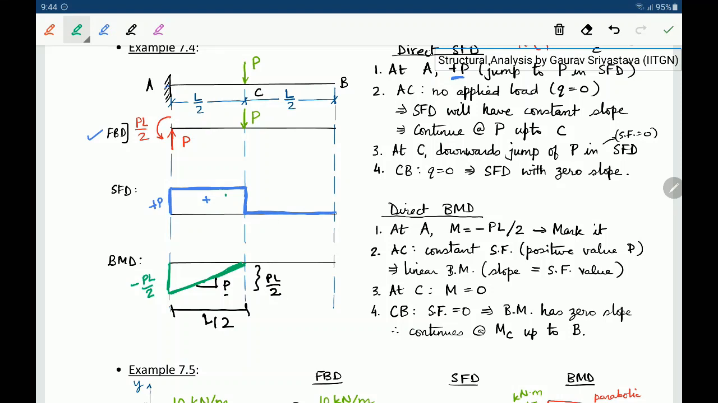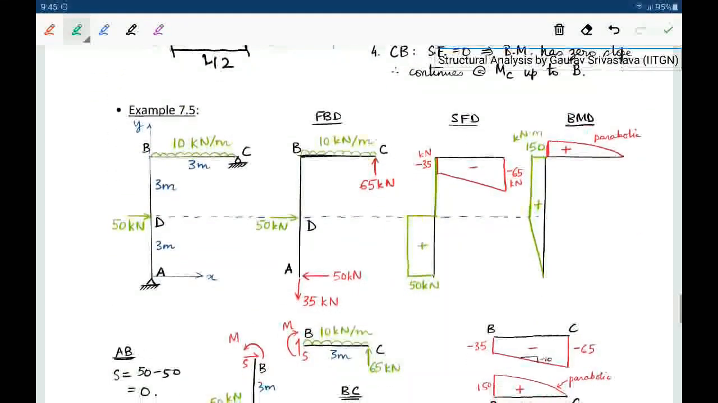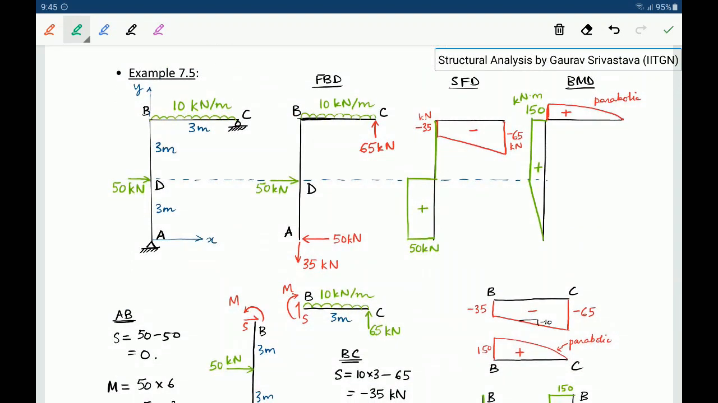And after that the shear force diagram again has 0 value. So the slope of the bending moment diagram will be 0, and since here at point C the value is 0, the rest of the bending moment variation is going to be like this. Okay, so in this manner we can draw the bending moment directly also. Let's look at one more example of a frame.